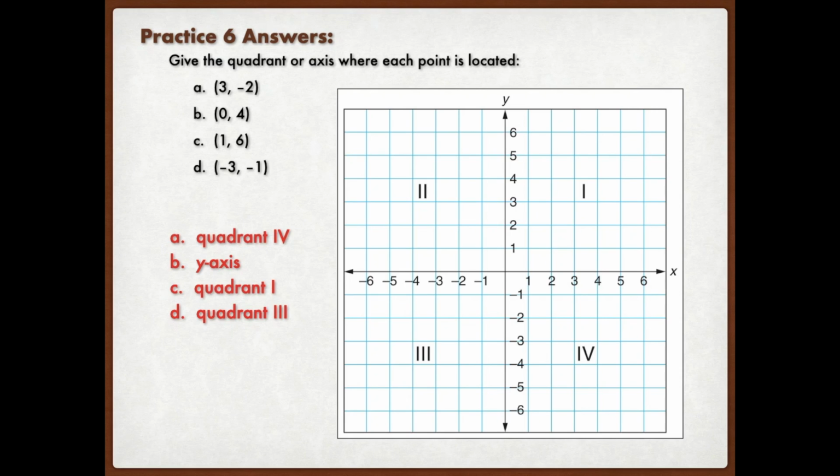A, 3, negative 2, so 3 is on the x, and negative 2 on the y, so this should be the 4th quadrant. B, the x is 0, so it's not anywhere along the x-axis, so we have to go up and down on the y-axis, so that's 4 up on the y-axis, so that's on the y-axis. And then C, 1 and 6 is in quadrant 1 because they're both positive, and D, they're both negative. Negative 3, negative 1, this would be quadrant 3.